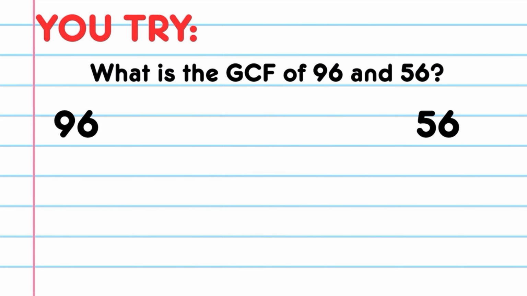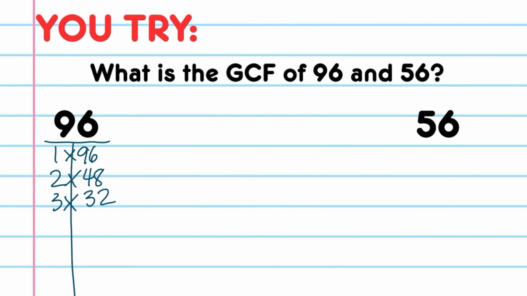Awesome. Welcome back. So we're looking at the GCF of 96 and 56. So we're going to list the factors of 96. I know that 1 times 96 is 96. I know that 2 times 48 is 96. I know that 3 times 32 is 96.